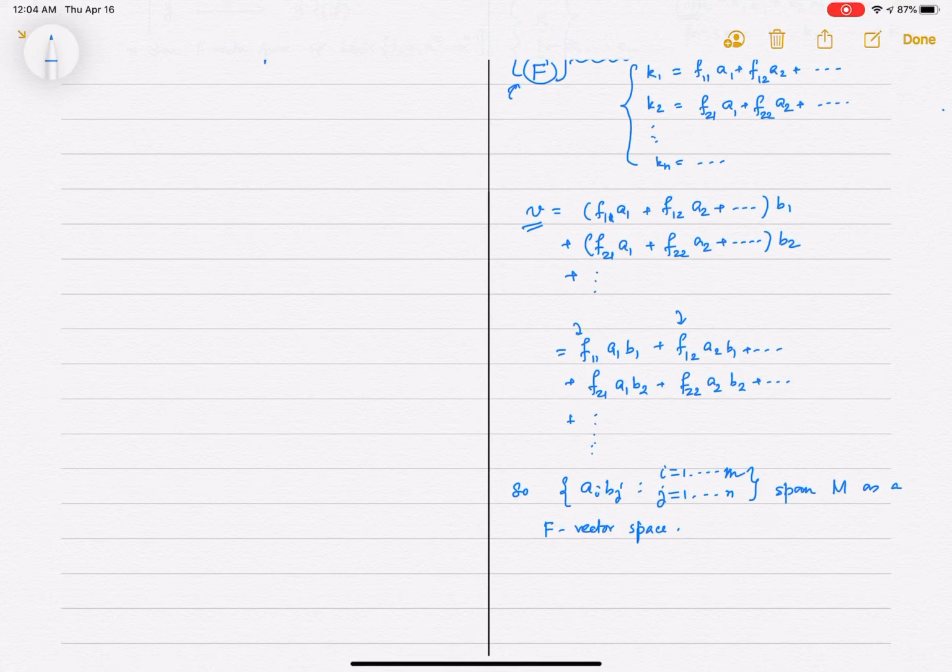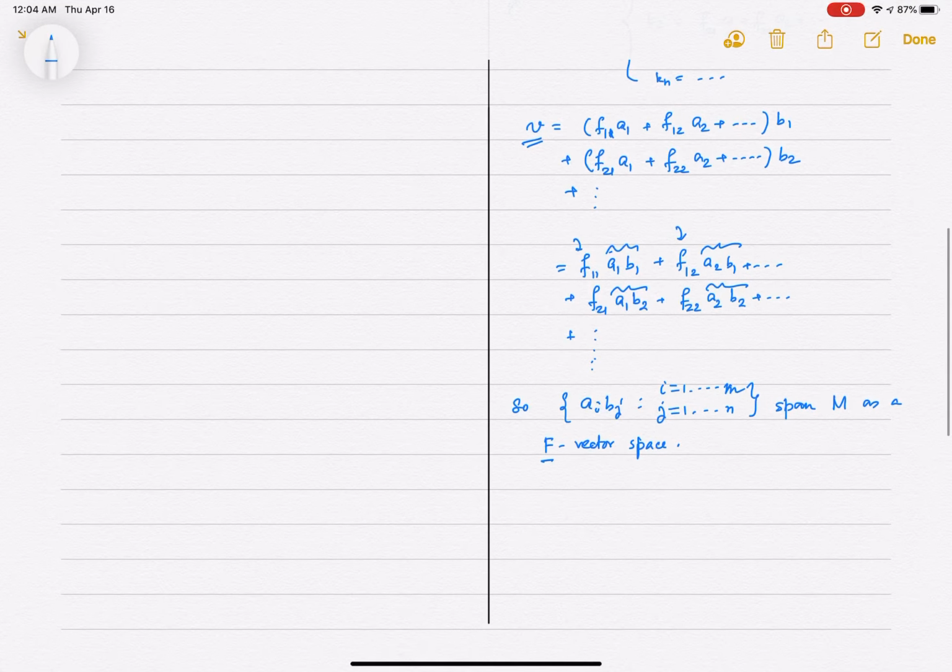Let's see why they're linearly independent. I also want to check that these elements of M that I'm overbracing right now are all linearly independent over F. I want to show that they form a basis. How do you show a bunch of vectors are linearly independent over F? Suppose some F linear combination of these guys is equal to 0. Then you have to show that all these coefficients are 0.